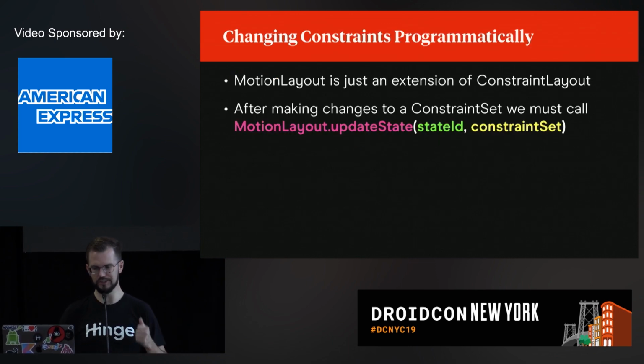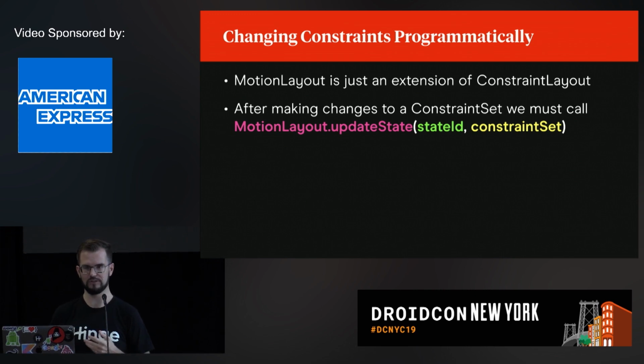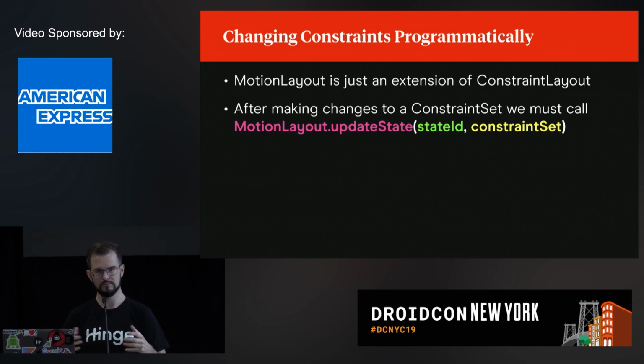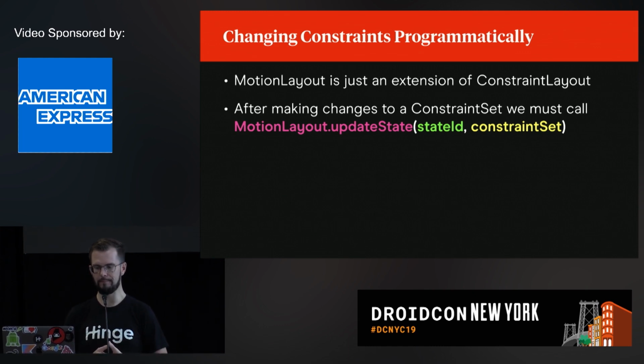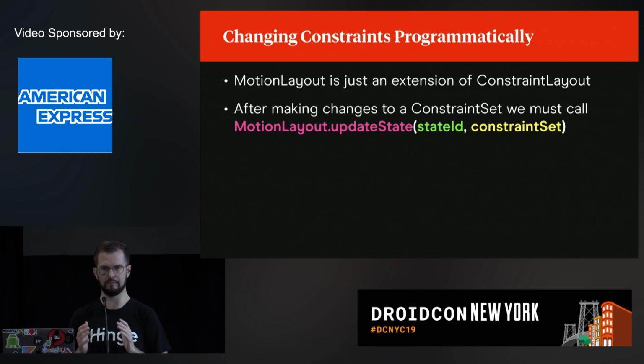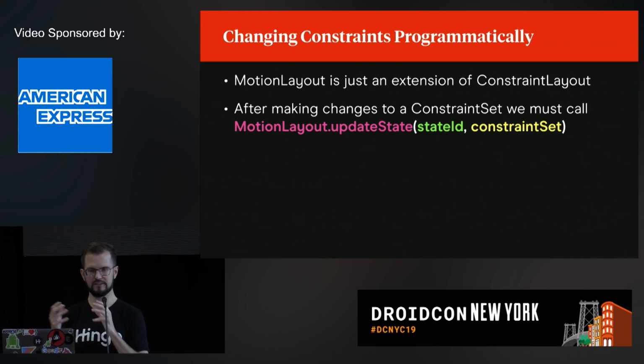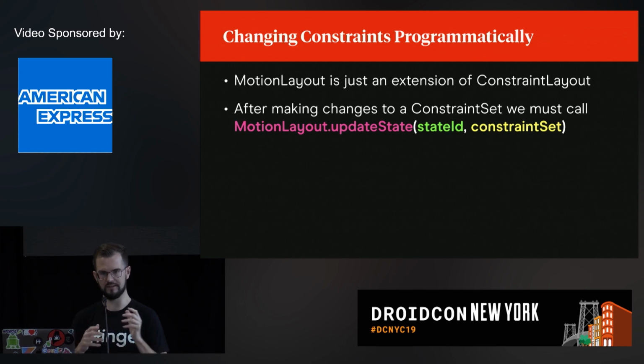Cool. Changing constraints programmatically. MotionLayout is just an extension of ConstraintLayout, and a lot of us, ever since 2017, when Robinhood made the blog post about how they were trying to do animations with ConstraintLayout, they were showing how you could programmatically say, make this constraint set and then apply it to the ConstraintLayout and use TransitionManager beginDelayedTransition, and it would animate across the screen.